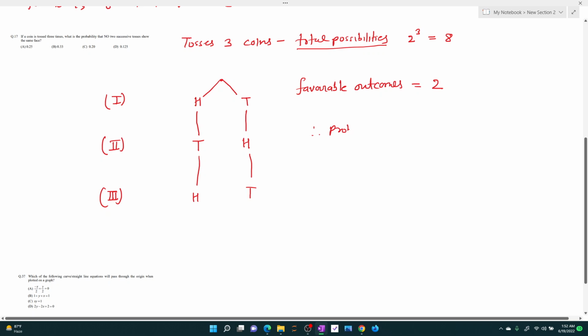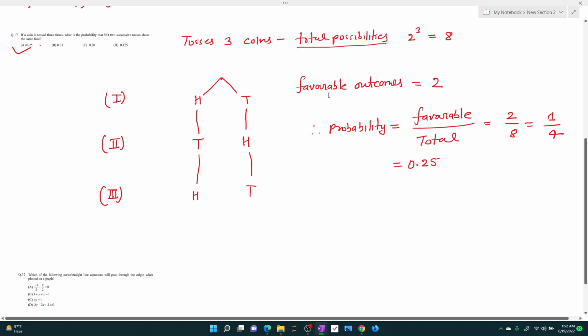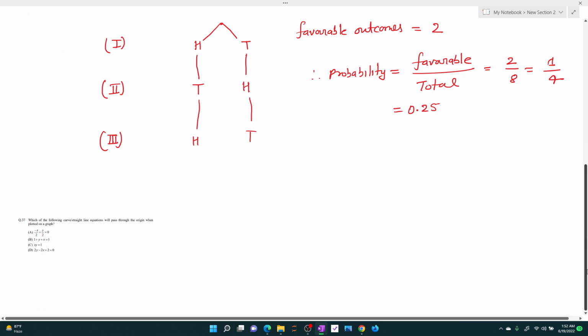Therefore, probability is nothing but favorable upon total, right? So this will become favorable upon total. Favorable is 2, total is 8. The value is coming out to be 1 by 4, which is nothing but 0.25. Okay, so option A is correct. So let's move to the next question of this video.